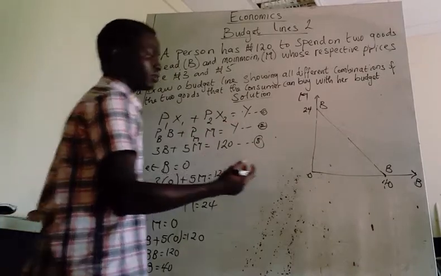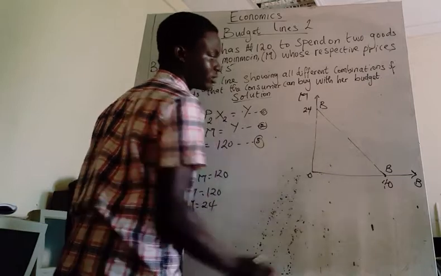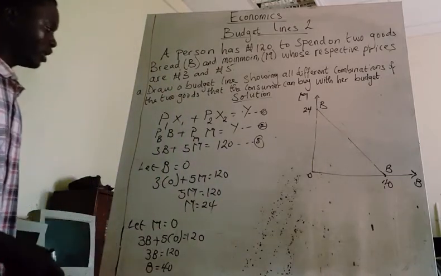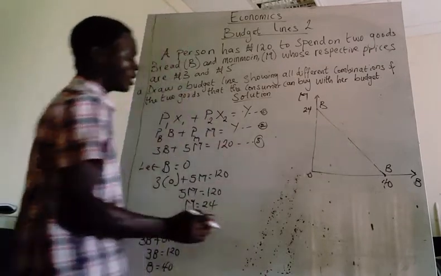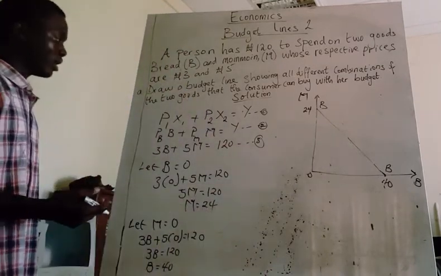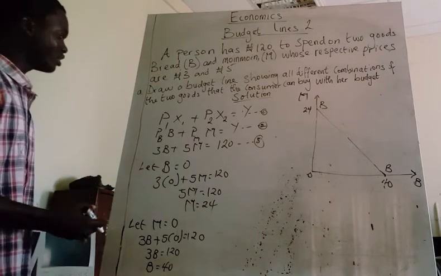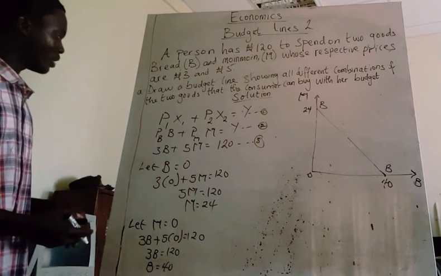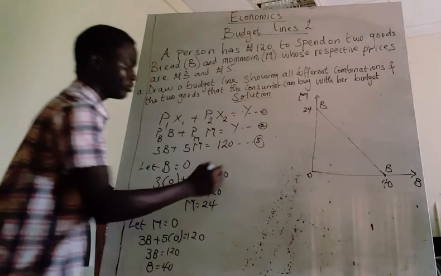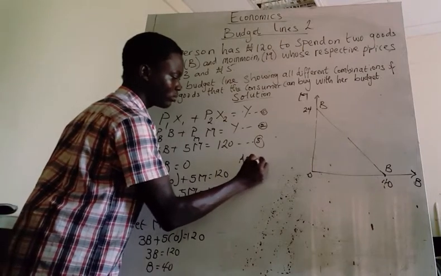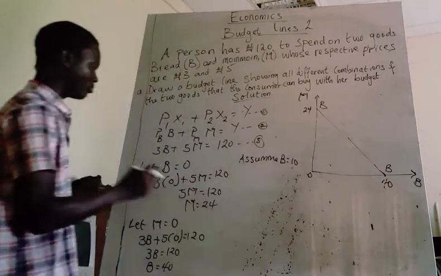Now this is the first budget line, and on this budget line we have different combinations, and so on and so forth. One way to also get a particular combination on this budget line is to assume a number for either bread or moi moi. So let's assume that the consumer wants to buy 10 loaves of bread. So let's assume B equals 10. So we want to get what's going to happen.